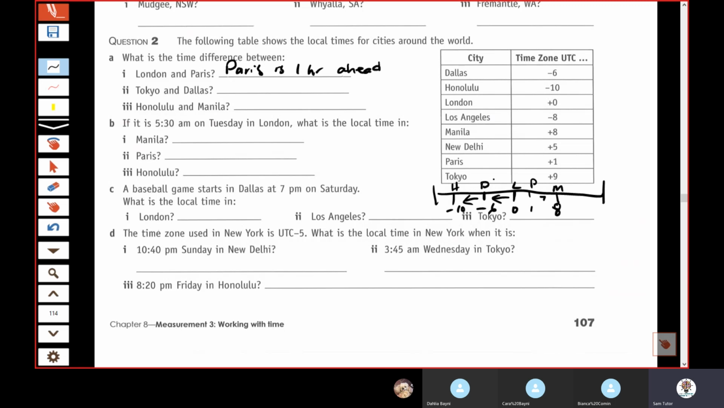Tokyo and Dallas. So -6 to +9. Well, -6 to 0 is 6. 0 to 9 is 9. So -6 all the way to 9 will give you 15. So Tokyo is 15 hours ahead of Dallas.